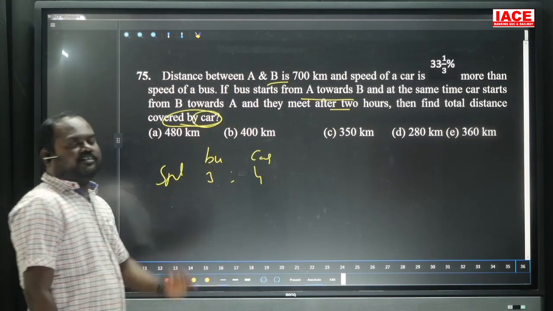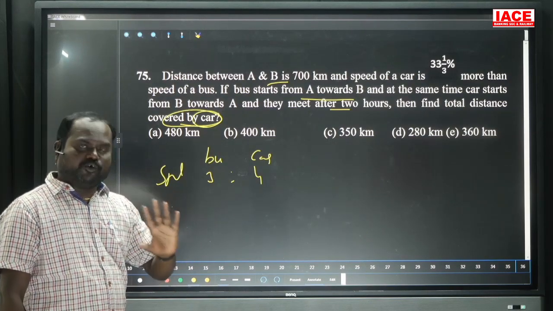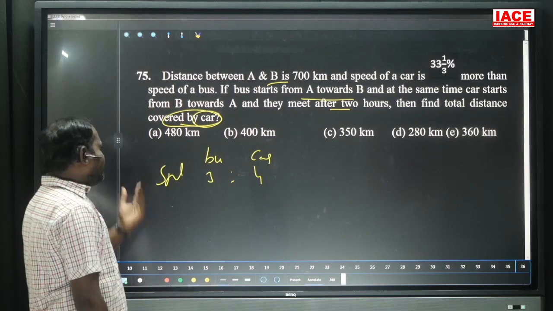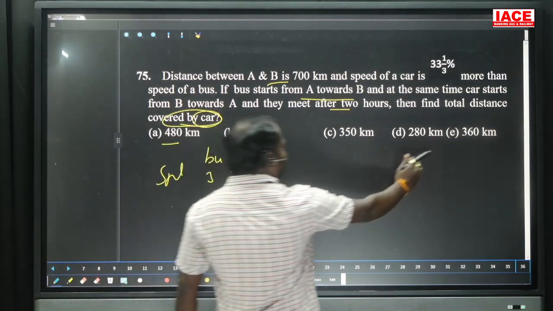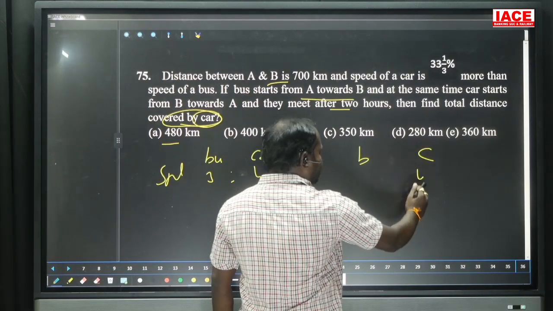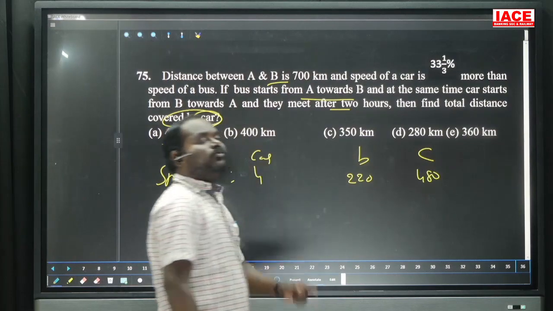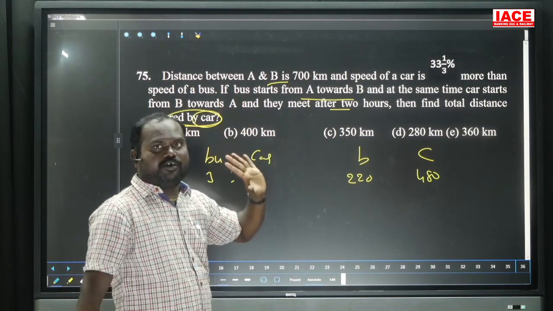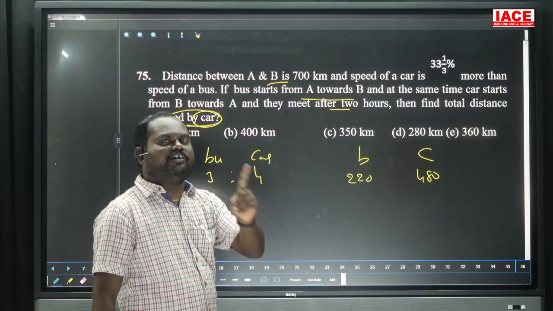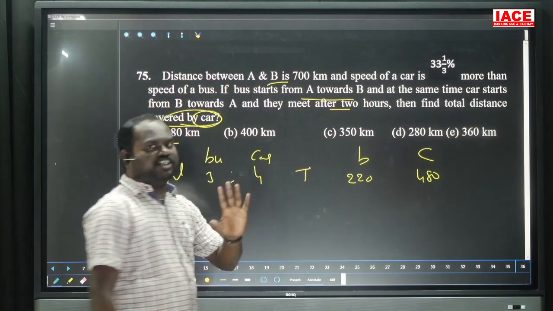Generally, we can get it by assuming x. Otherwise, we can go through the options. Option-wise, as per the first option, the car distance is 480. If the car distance is 480, the bus will be 220, because the total distance is 700. In both cases the time is the same, so we have to get the ratio 1:1. Just take the ratio of timings. If it is 1:1, that is clear.